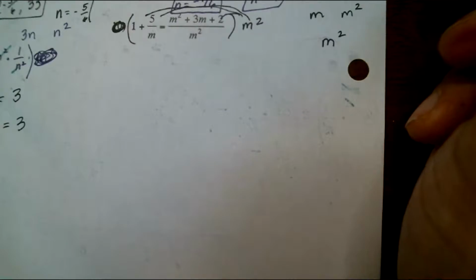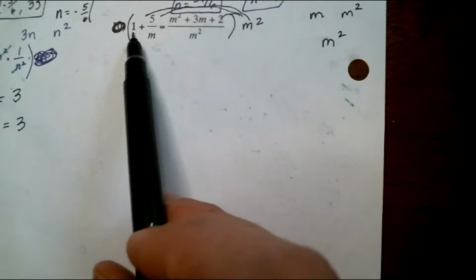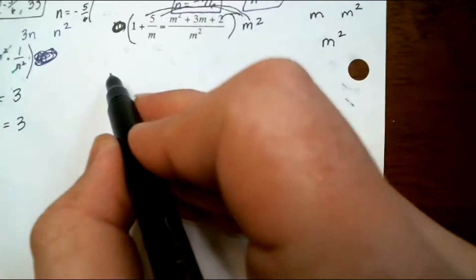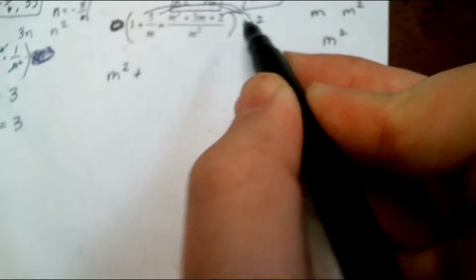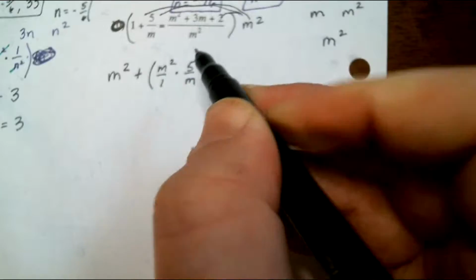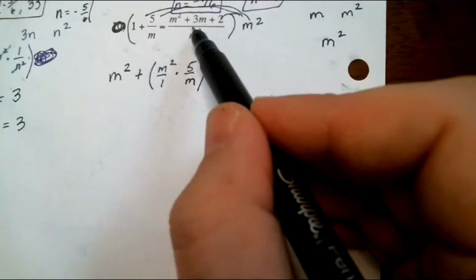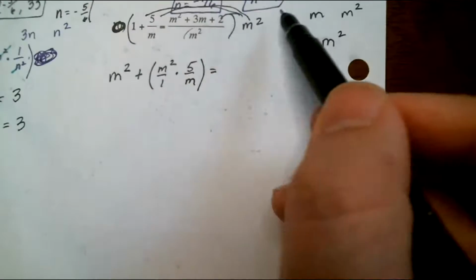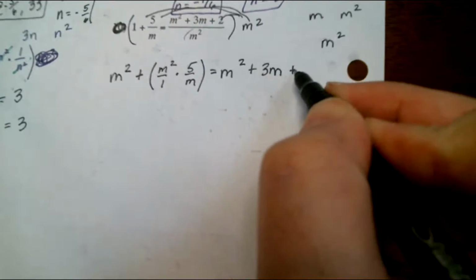So I'm going to distribute that into all three of these. m squared times 1. Well, anything times 1 is itself, so that's just m squared. And then plus, now I got to say m squared over 1 times 5 over m. And then is equal to, notice what we're multiplying by and the denominator are the same. So we know those would cancel. So we can just write the numerator, m squared plus 3m plus 2.